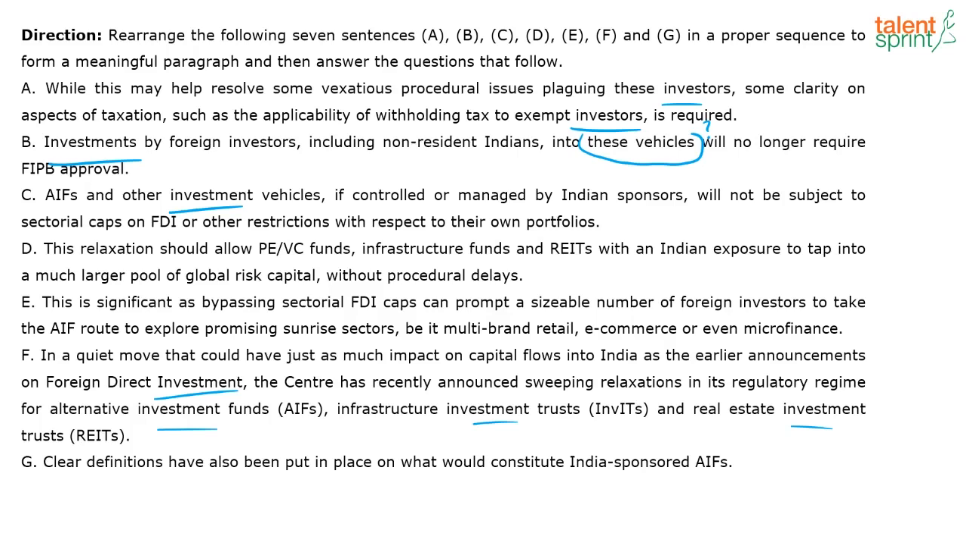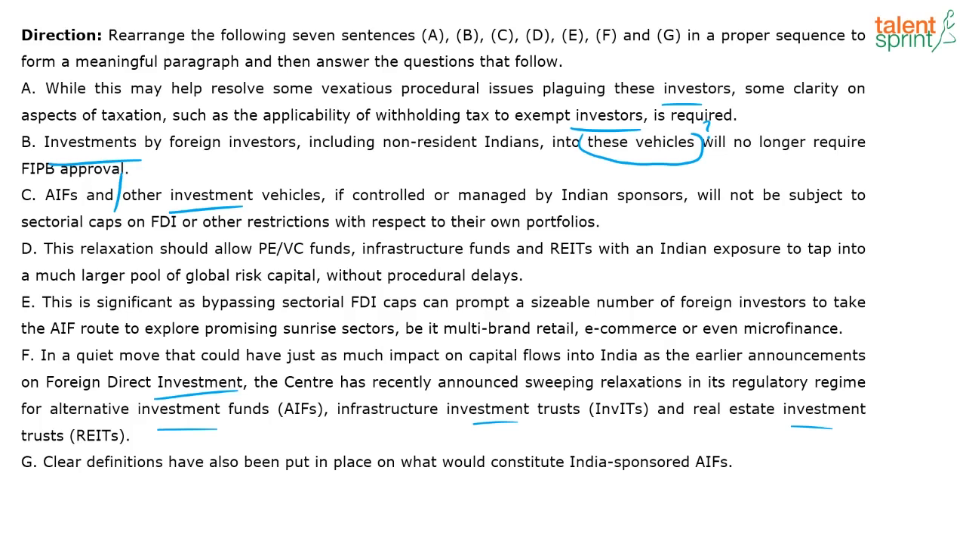Now, this is a sentence which is giving me a lot of information, right? What are AIFs? Other investment vehicles. Other investment vehicles meaning there is some sort of investment vehicles being discussed earlier. AIFs and other investment vehicles, which means some investment vehicles have been discussed earlier. What are those? I don't know, right? So there has to be some previous context. So again, C cannot be my topic sentence.